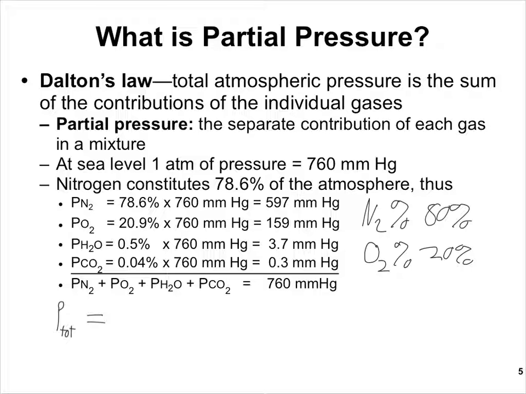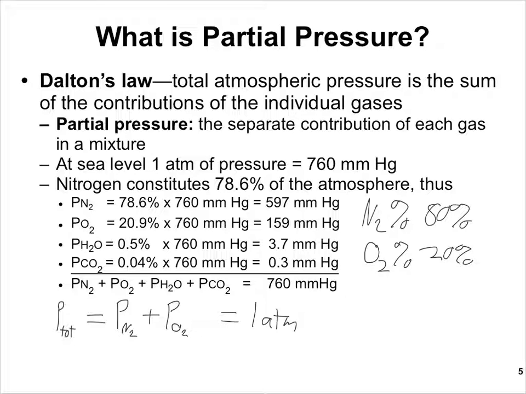And we know that at sea level, the total pressure is equal to 1 atmosphere. That's the definition of the unit atmosphere. It's the air pressure at sea level. So the total pressure is going to equal the partial pressure of nitrogen plus the partial pressure of oxygen.